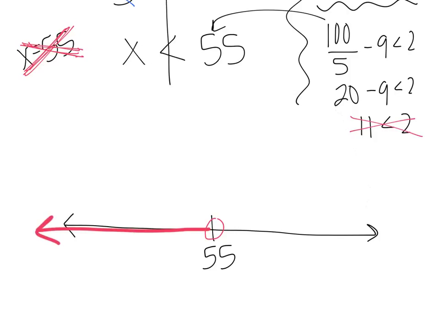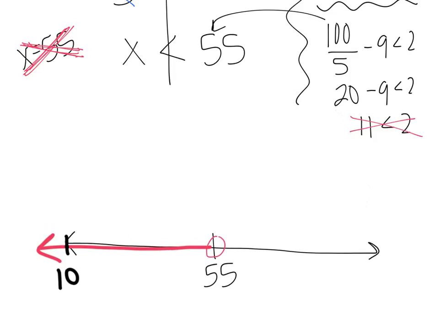So when I plug in my numbers, I plugged in 10. 10 was way over here. When I wanted to do 20, which was right here, that is less than 55 as well.